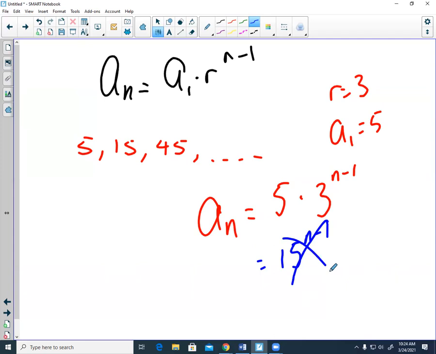This number is not 3. It's 3 to a power. It's 3 to the second, or 3 to the third, or 3 to the 0, or 3 to the negative 1. It is not 3. So you can't say 5 times 3 because this is not 3. All right? So just be really careful on that, because that's a problem that people run into every single time on this test.